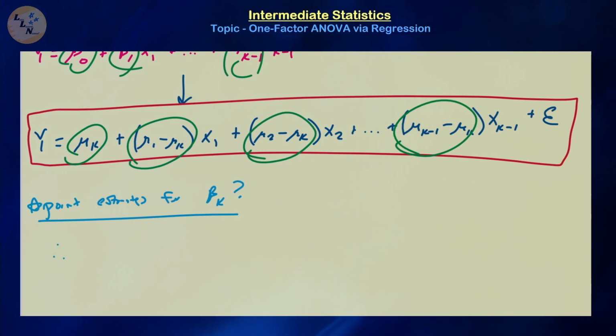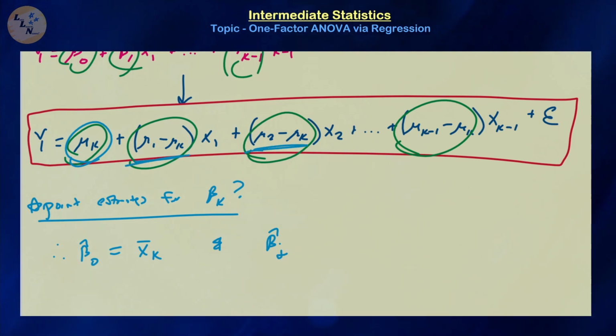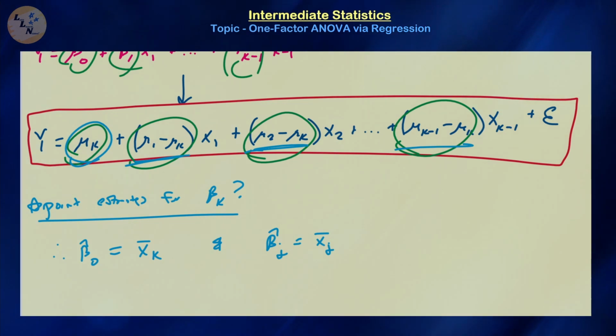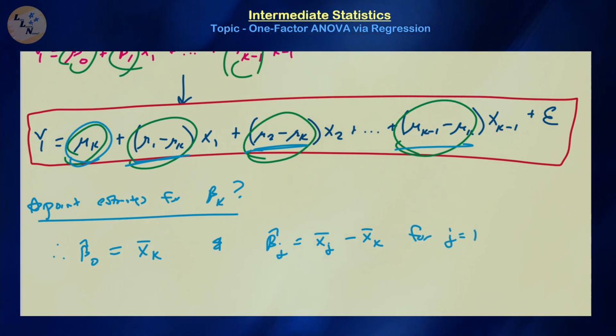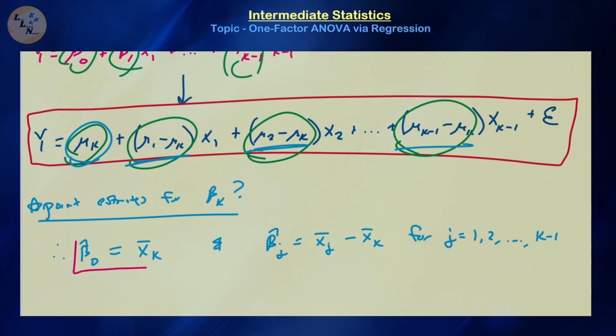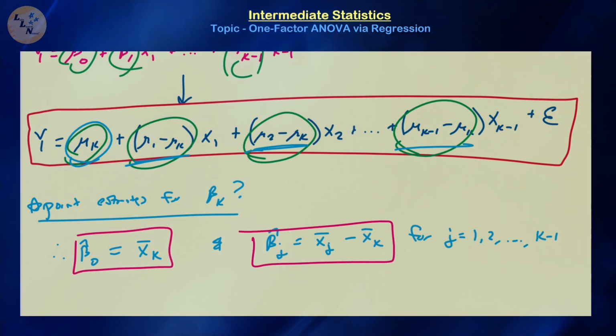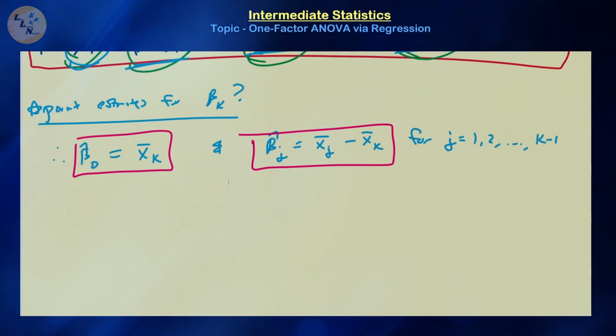So, one can find for our intercept, beta hat 0 is going to be approximated by x bar k, and beta hat j, so that is the differences of the means, is going to be equal to x bar j, that is the sample mean of category j, minus the sample mean of category k, and this is going to be true for j equal to 1, 2, all the way down to k minus 1. So these are going to be our point estimates for a multiple linear regression model.